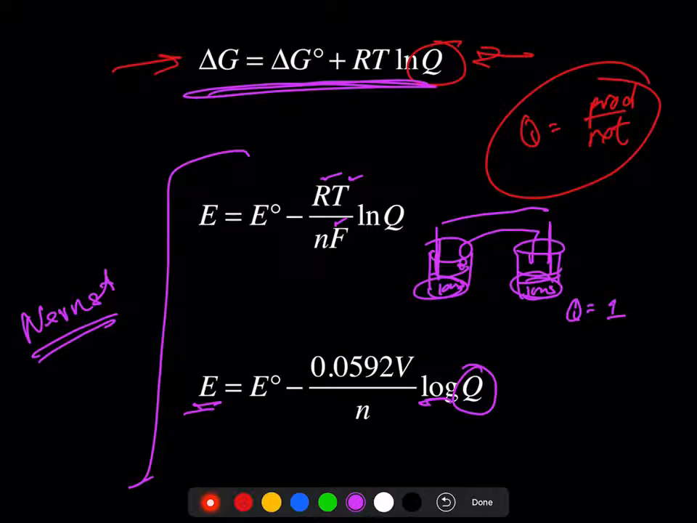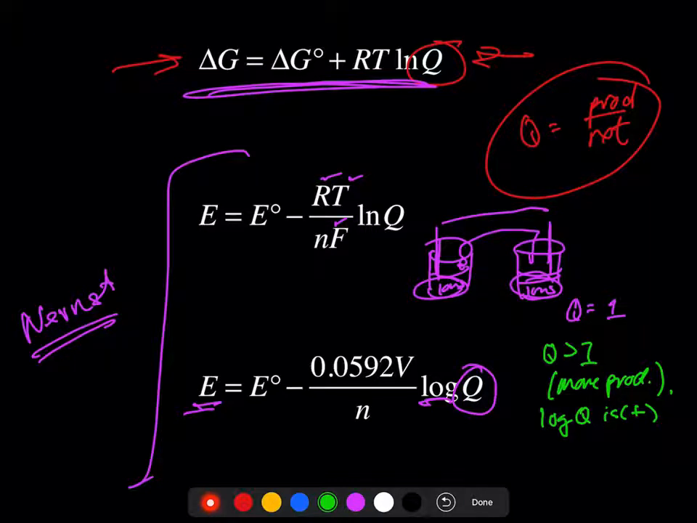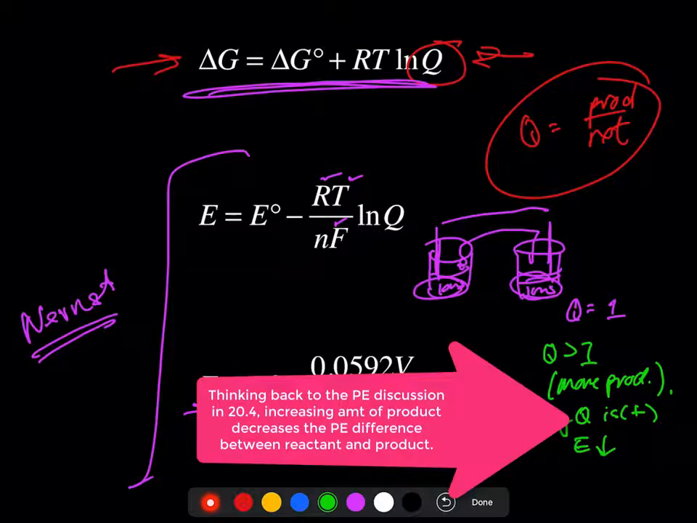So if we just use our math sense, when Q is greater than 1, what does that mean? That means more product than reactant. So if Q is greater than 1, my log of Q is going to be a positive value. And if my log Q is positive, what happens here? That means we subtract that term from here, which means that my E decreases. Does that make sense?